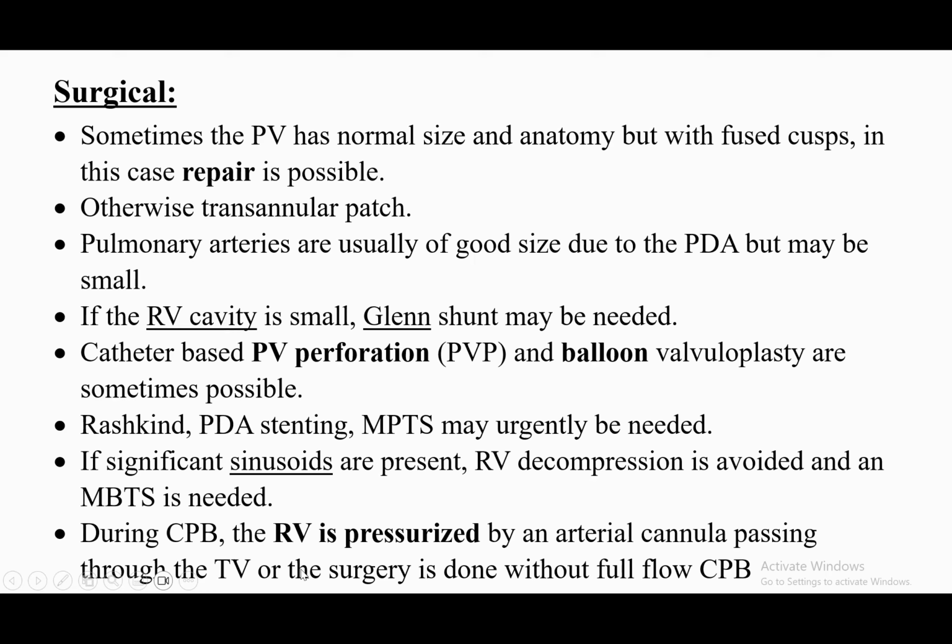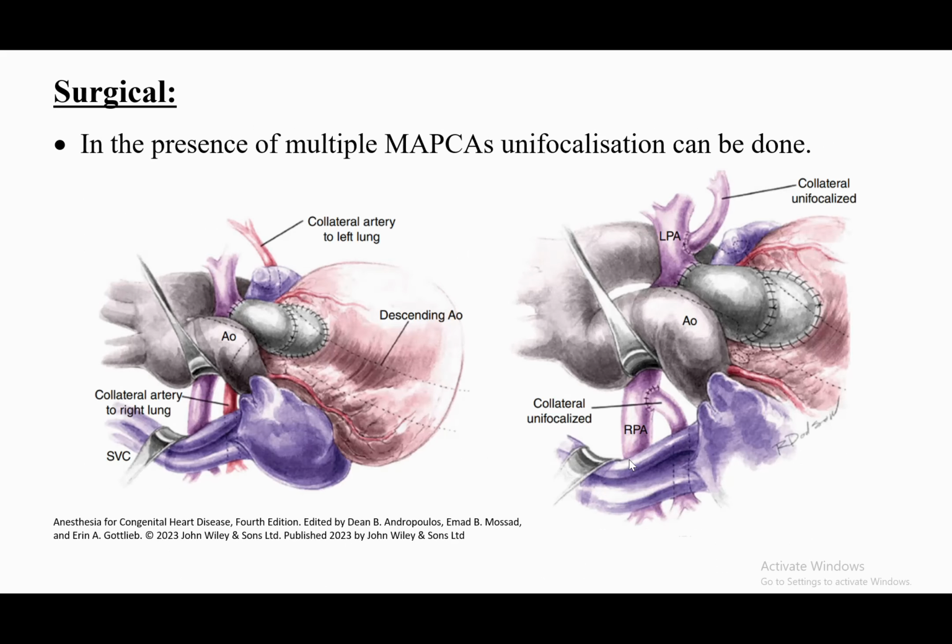Or the surgery is done without full cardiopulmonary bypass. So we go on half flow or something to keep the blood flowing into the heart, into the right side, to prevent RV decompression. In the presence of multiple MAPCAs, unifocalization may be done.